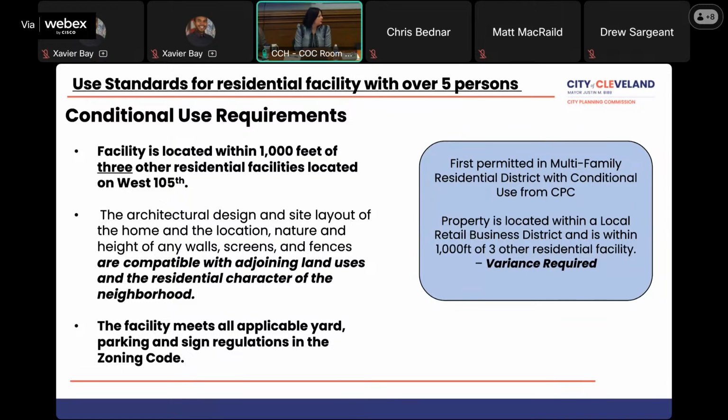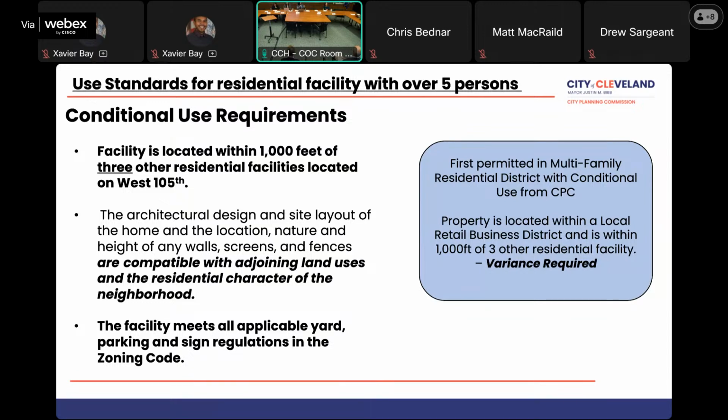I do have a procedural question. This goes to BZA regardless of today, or let's say if there was time to go to a community meeting first, is that correct? Regardless of the decision today, they would still require the Board of Zoning Appeals hearing for the variances that they need, being within 1,000 feet of another facility and not being within a multifamily zoning district. Okay.